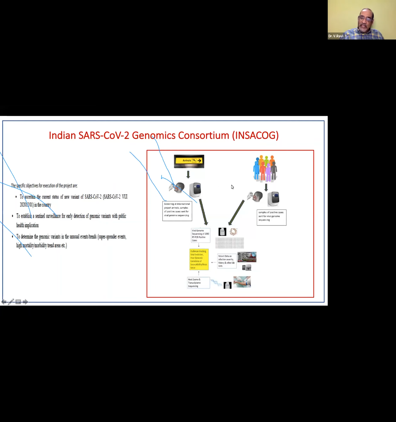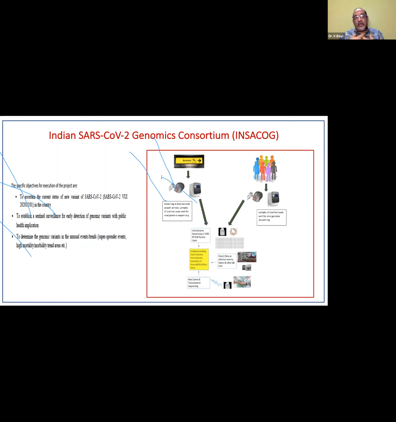Basically, what happens is samples with a CT value less than 25 are sent to genomic labs. In Karnataka, we have NIMHANS and NCBS. We are very soon adding IISc and JNCASR. Any sample that has a CT value less than 25, the sample RNA is extracted, converted into DNA, and then put through a sequencing machine. The whole process takes about 3 to 4 days, but then it throws out so much of data.